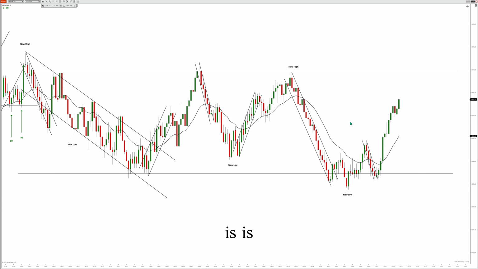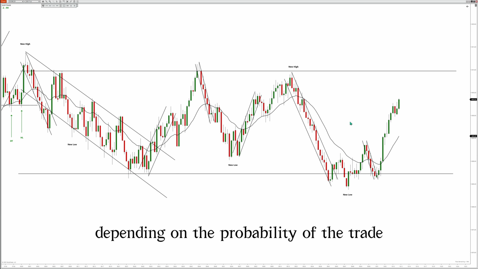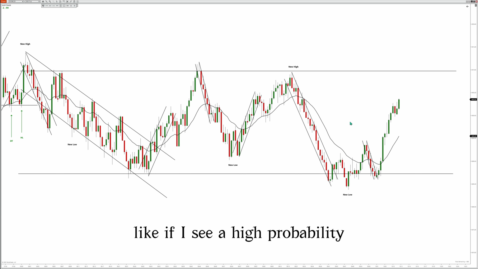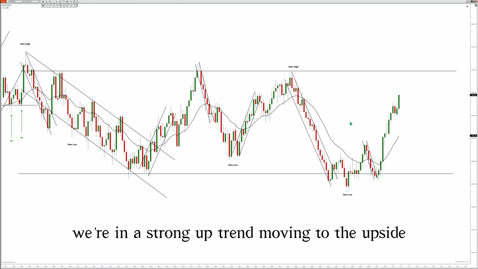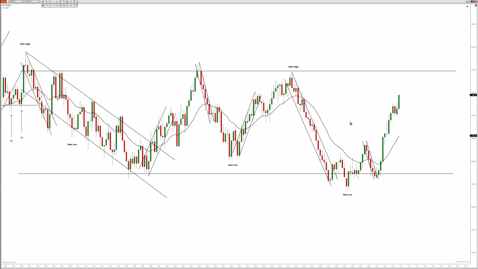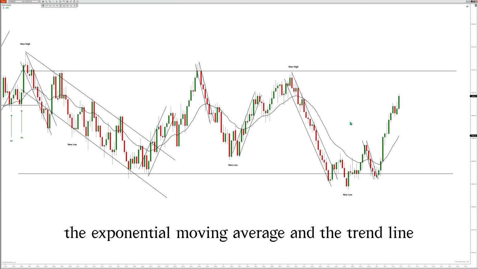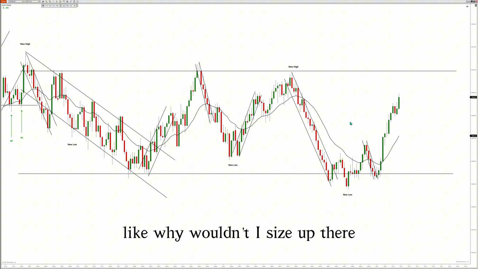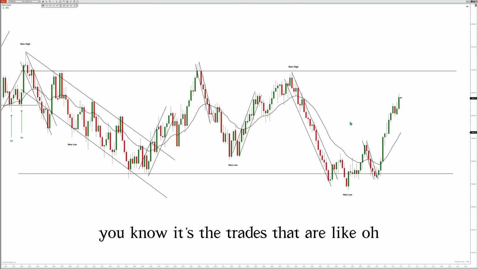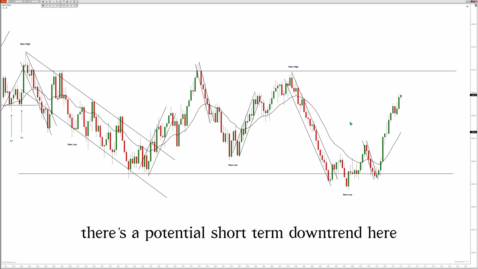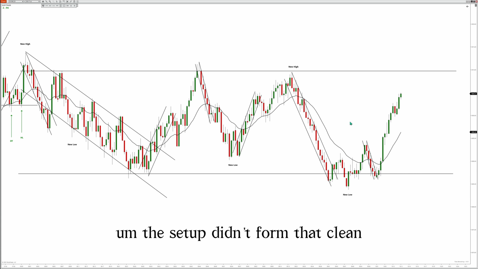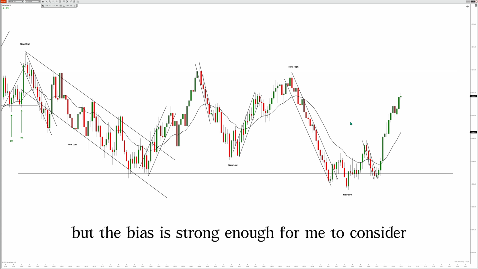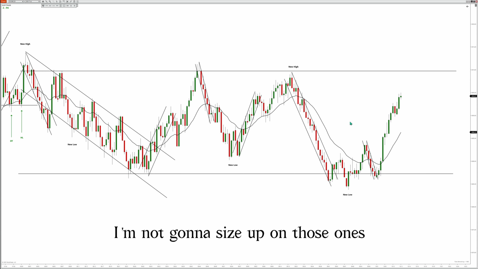And that's one thing too, right, is sizing different depending on the probability of the trade. Like if I see a high probability, perfect second entry long, there's no bear pressure whatsoever, we're in a strong uptrend moving to the upside, and it's off of 2 key entry points, the exponential moving average and the trend line, why wouldn't I size up there? You know, it's the trades that are like, oh, there's a potential short-term downtrend here. The setup didn't form that clean, but the bias is strong enough for me to consider. I'm not going to size up on those ones.